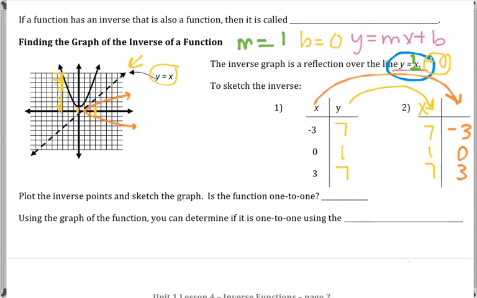Okay, so looking around at papers, a lot of us have graphs on here. Okay, then write something down so I stop thinking you're asleep.